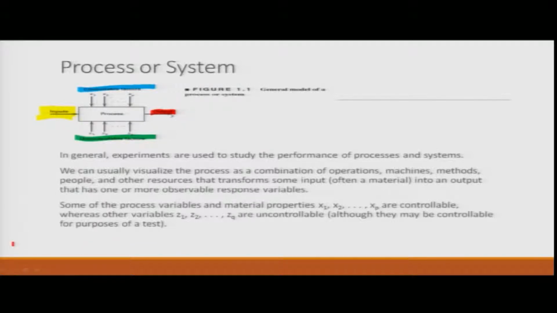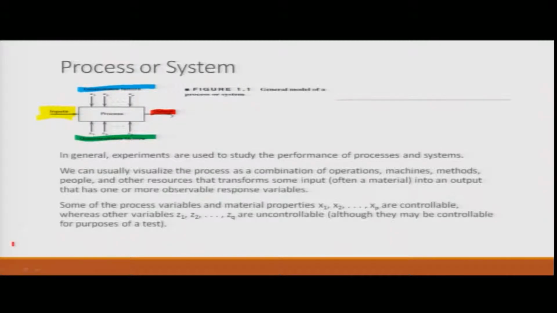With this figure, which has been taken from the Montgomery book, all the figures have been given their due recognition, and the IPR rights have been taken into consideration. I am just stating them as they are. In general, experiments are used to study the performance of processes and systems. You usually visualize the process as a combination of operations of machines, methods, people, and other resources that transform some input, often a material, into an output that has one or more observable responses.